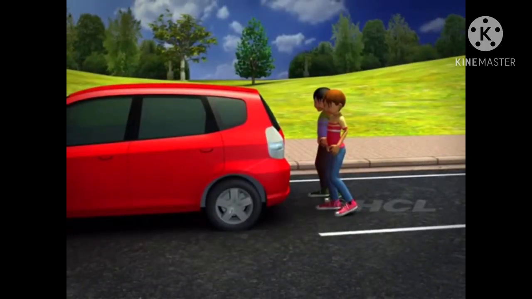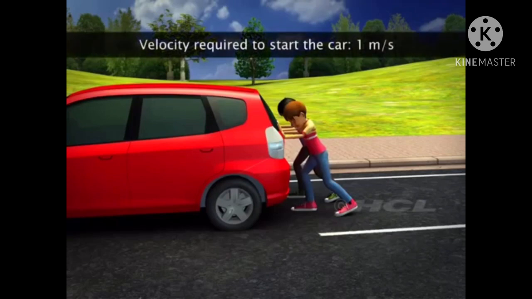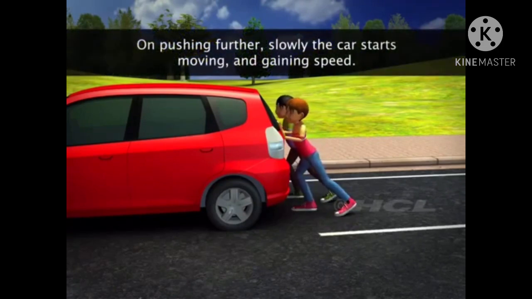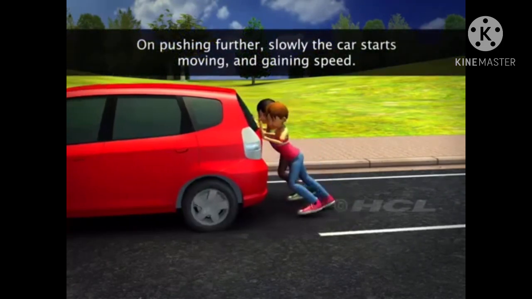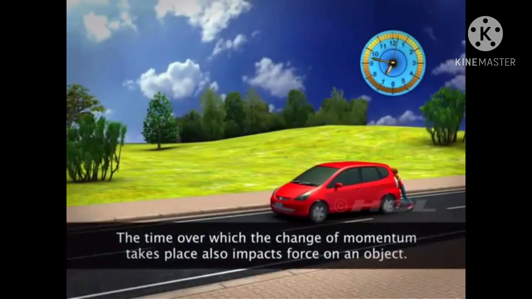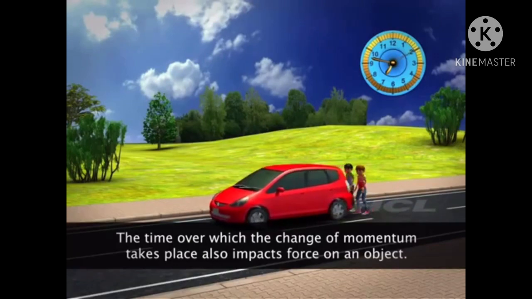The battery of your dad's car has died. You and your brother are pushing the car to get it started. The car needs a velocity of 1 meter per second to get it started. You and your brother push. The car barely moves. You keep pushing and slowly the car starts moving and gaining speed. You keep pushing till it starts. As you can see, the time over which the change of momentum takes place also impacts the force on an object.